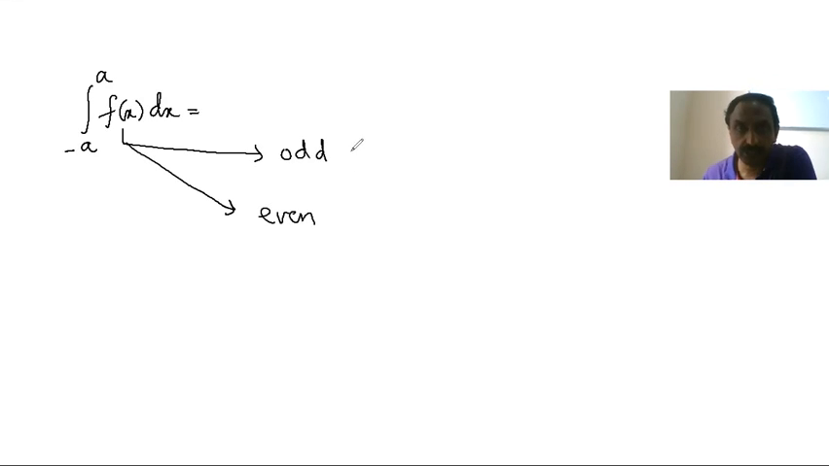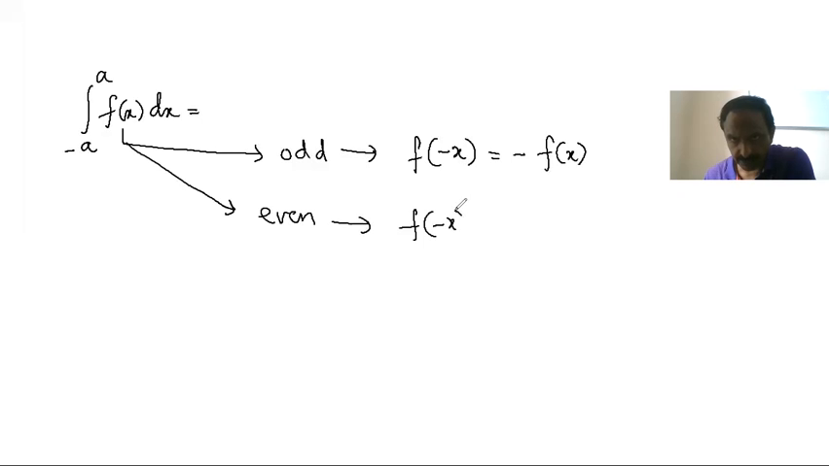Now, what do you mean by a function is odd? If you replace x by minus x, if a minus comes outside and you come back to the original function, it is called odd. If you replace x by minus x and there is no change in the function, then it is called even. I'll give you some examples.